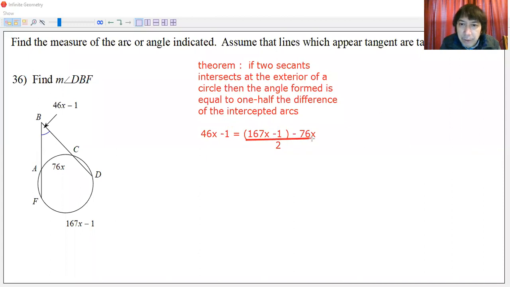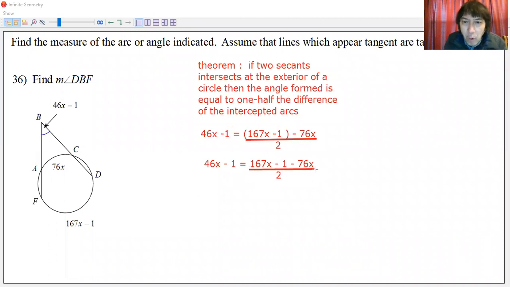All right, so what do we have here? Okay, so let us simplify first. The left side will remain 46x minus 1. And what do we have here? 167x minus 1. Removing the parentheses, we have minus 76x. This will still be divided by 2.